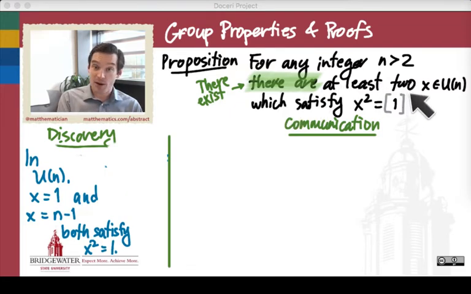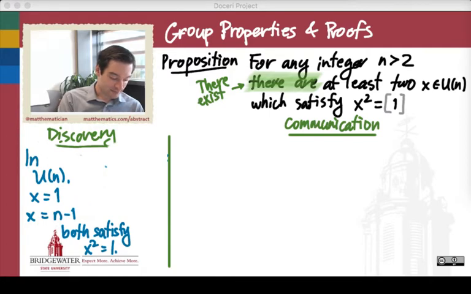Implicit in this proposition is the idea that these two different x's which satisfy this equation should be different. So just to be super blatant about this, how do we know that this 1 and this n minus 1 are different from one another? Why might they not be the same object? So why are these unequal to one another?